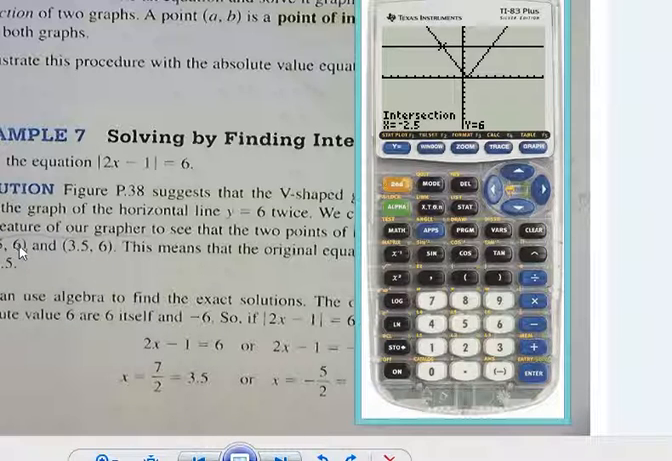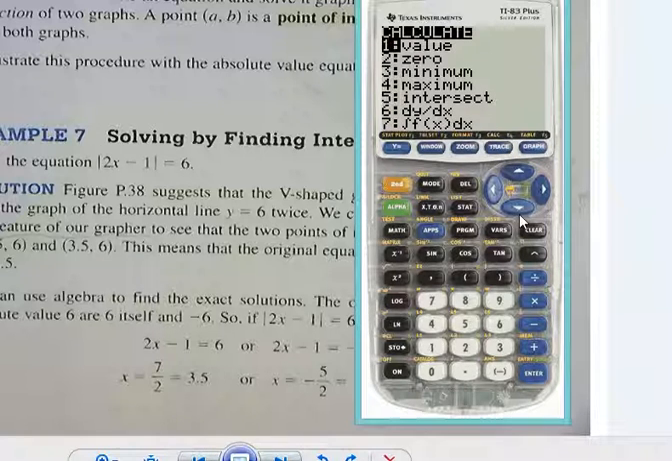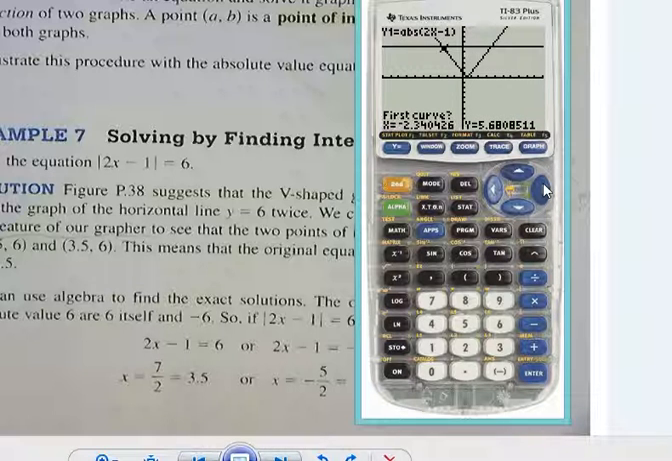And that's what the textbook says. Negative 2.5 equals 6. Now let's do the next one, and the textbook says the next one is 3.5, right? So now let's see what the next one is. If I hit second, calc, intersect, and now I've got to go to the next one.